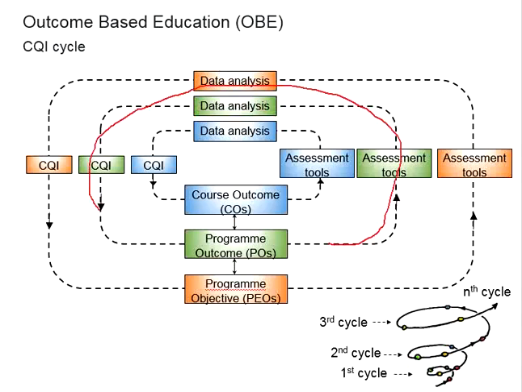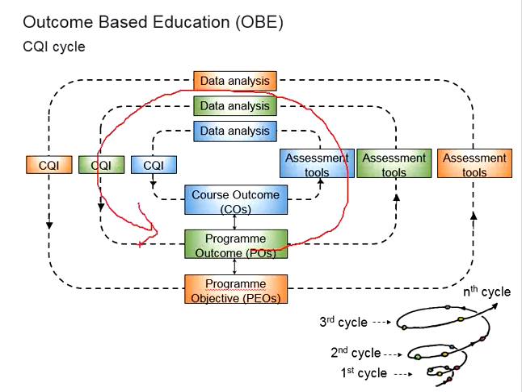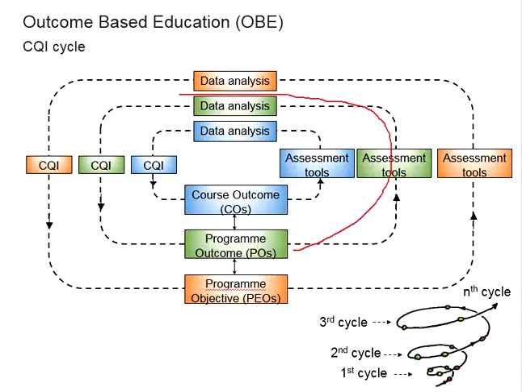At the second cycle here, we are looking at the performance of the program. We observe the strengths and the weaknesses of the program, propose CQI, continual quality improvement, for the program, and then take the actions and restart the cycle again. Once you have completed the second cycle, which is the program outcome, we shall proceed with the program objective. There will be the third cycle here.